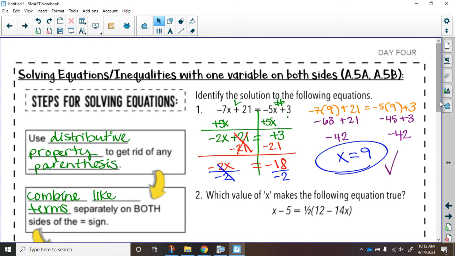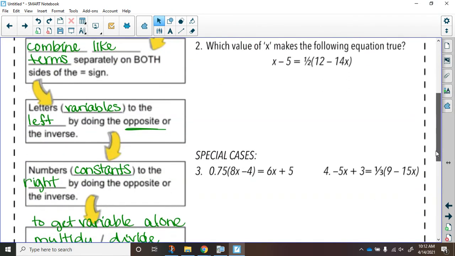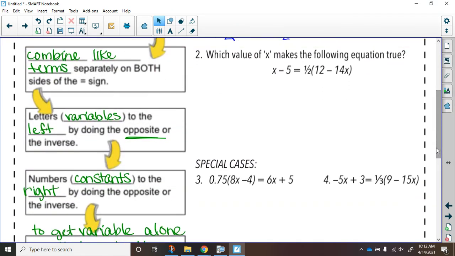Let's look at number 2. In number 2, we have: which value of x makes the following equation true? Starting with step 1, we've got to get rid of parentheses. So I need to multiply 1/2 times 12 and 1/2 times negative 14x. Half of 12 leaves us with 6. Half of negative 14x is negative 7x. And then I bring down my leftovers.